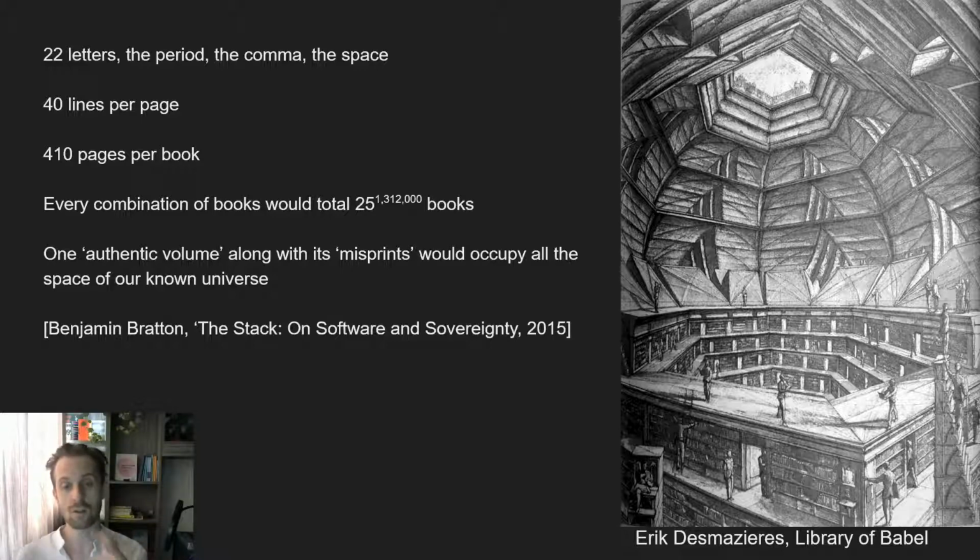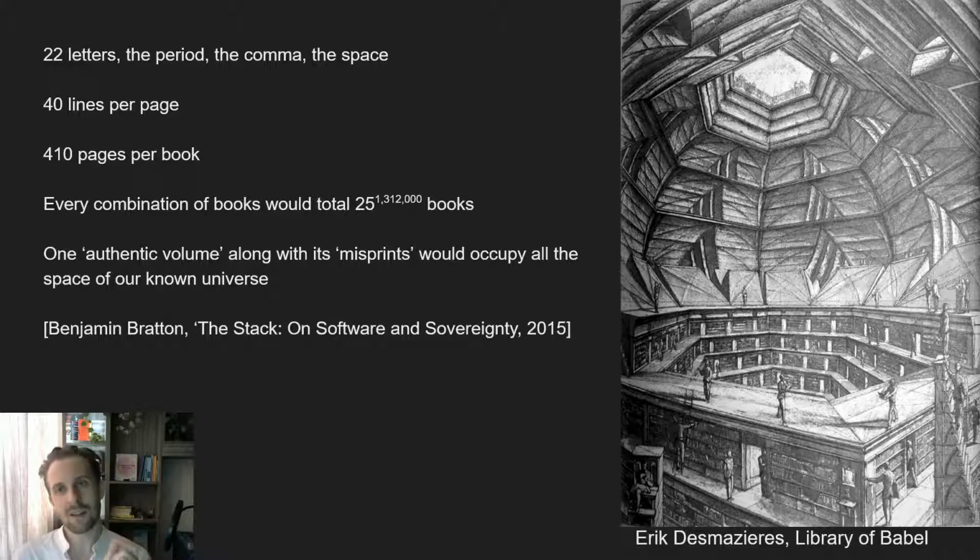Just as one true version of the library will be there, with every single possible mistake that will also be there. In order for this library to exist, it would take up more space than the entire size of the universe.